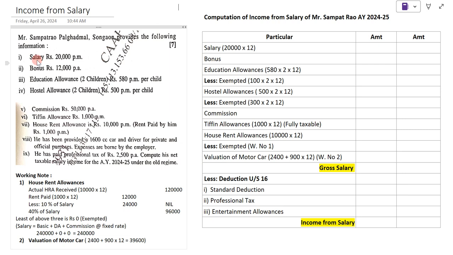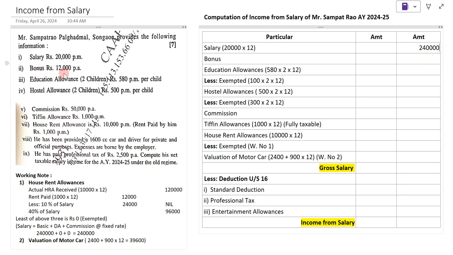Okay, now first is what? Salary. How much is the salary? 20,000 per month. So for one year, what is his annual salary? 20,000 into 12. Why are we taking 12? Because in one year there are 12 months. So per month his salary is 20,000, and for the entire year his salary will be 2,40,000. So 20,000 into 12, 2,40,000.